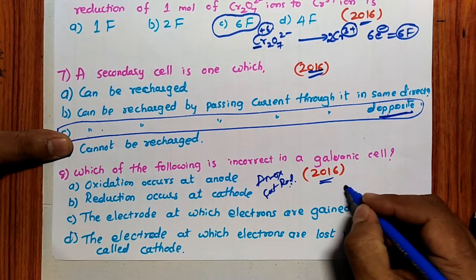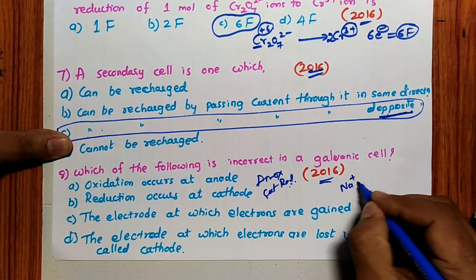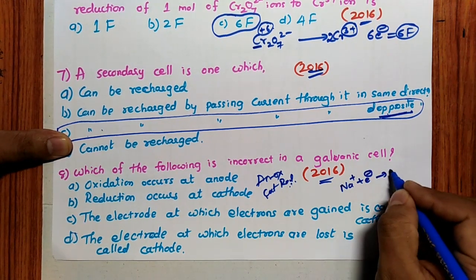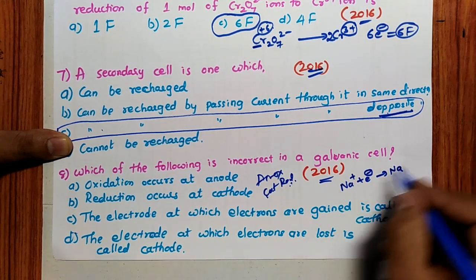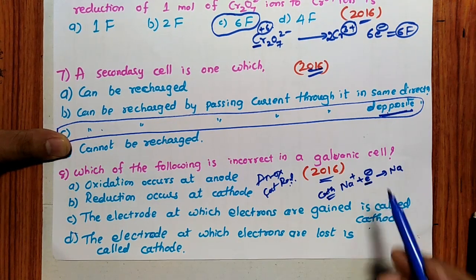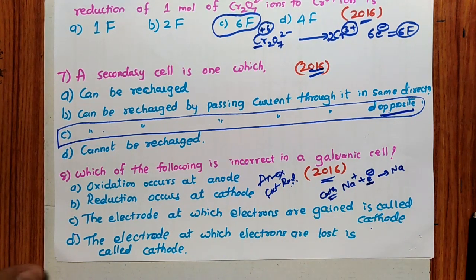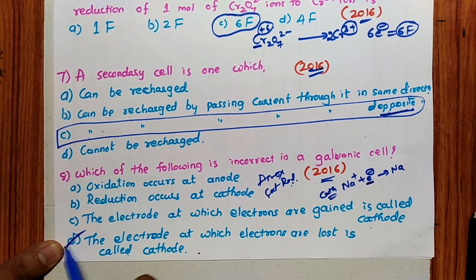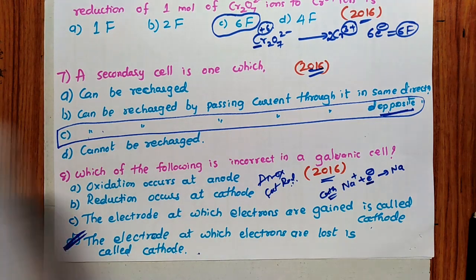The electrode at which electrons are gained is called cathode. Generally at cathode, for example, Na plus plus electron gives rise to Na. This is the reduction which takes place at cathode. At cathode, electron gaining is happening. So the electrode at which electrons are lost is called cathode is incorrect, it should be anode. So the answer for this particular question is D. That is the 8th question.